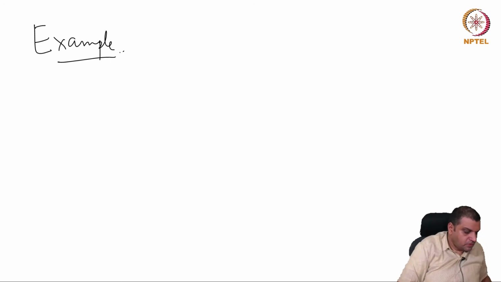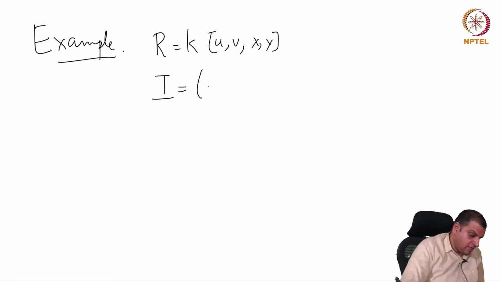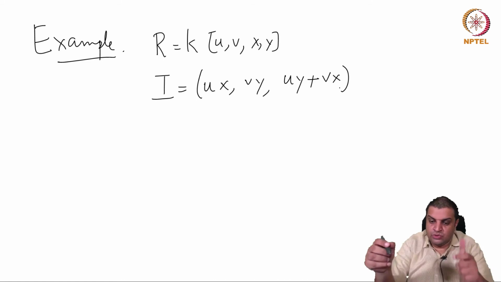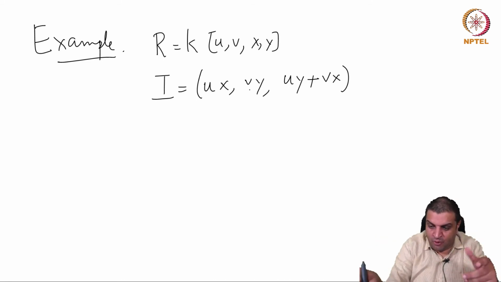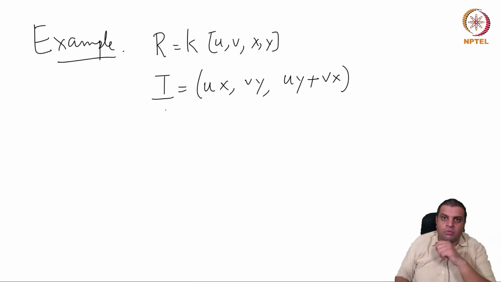Okay. So R is the ring in 4 variables u, v, x, y, and I is the ideal generated by ux, vy and uy plus vx. So there are 2 sets of variables and we are taking all 4 products, except in the third term we are taking the sum. I mean, we are taking 2 products separately and then taking the sum. Okay, so then we would like to know what this is.